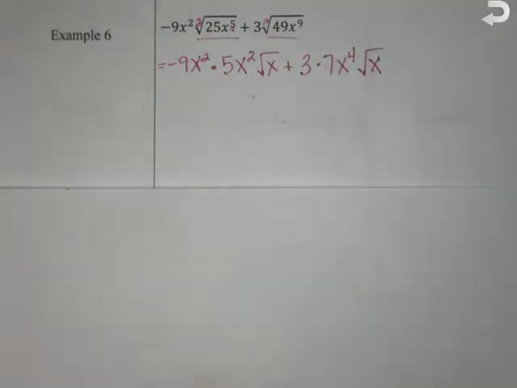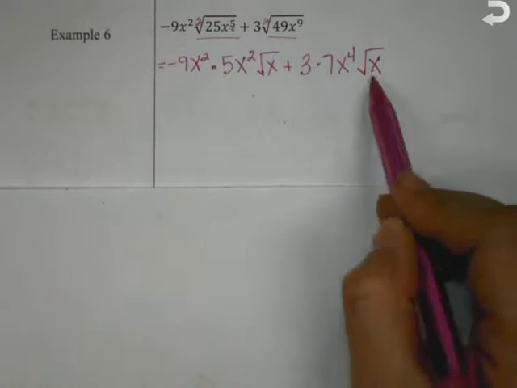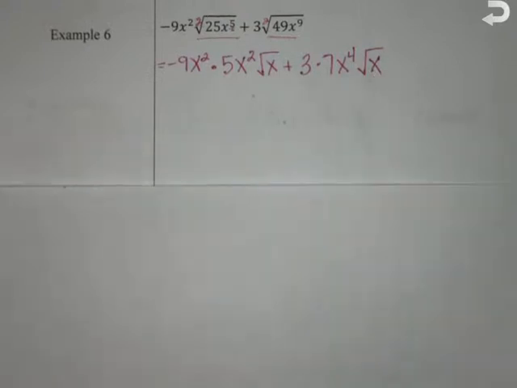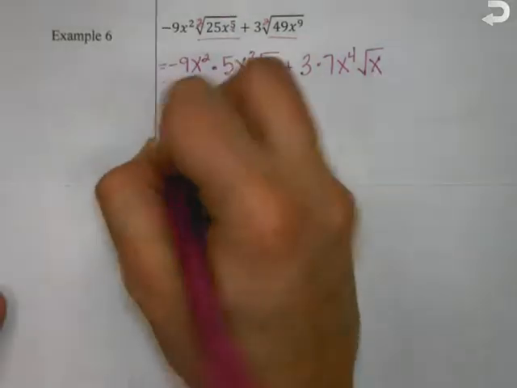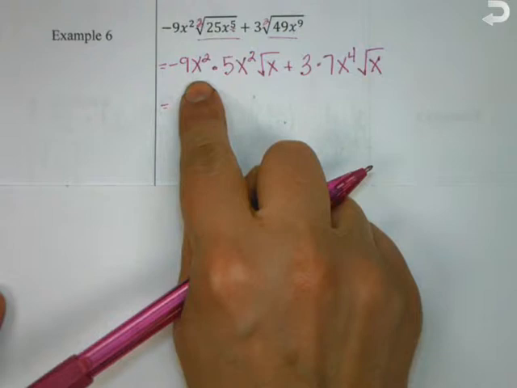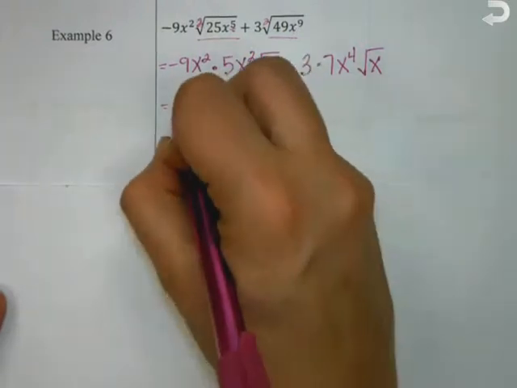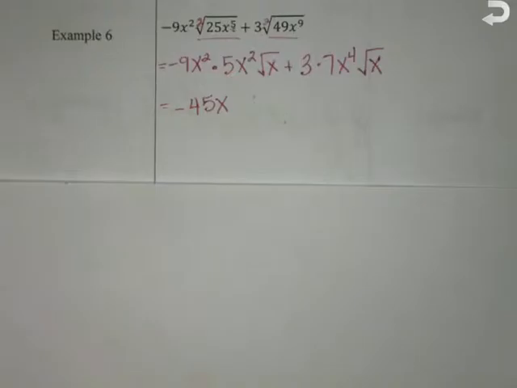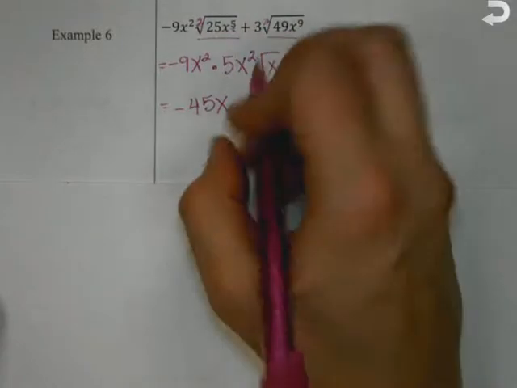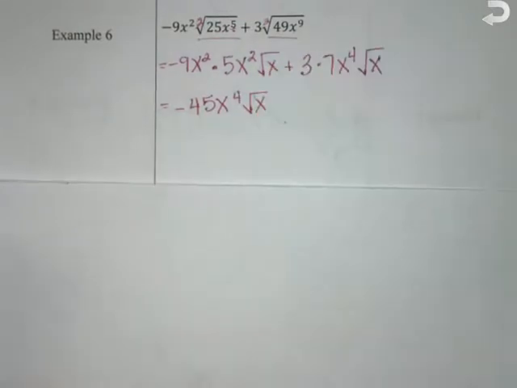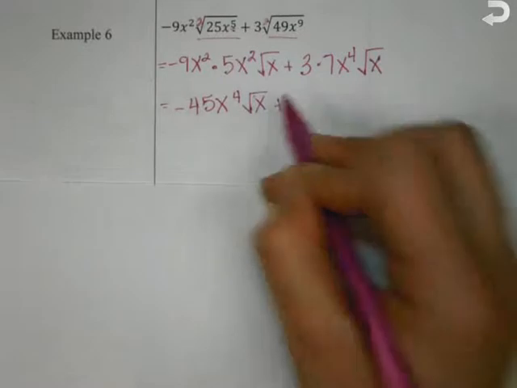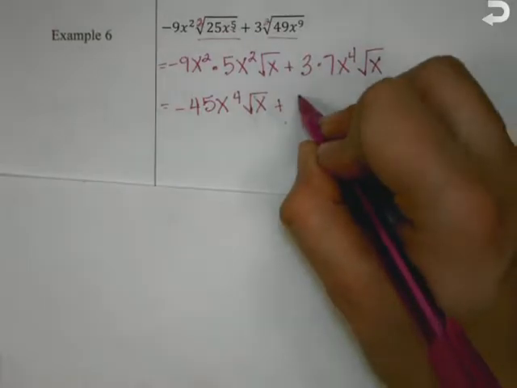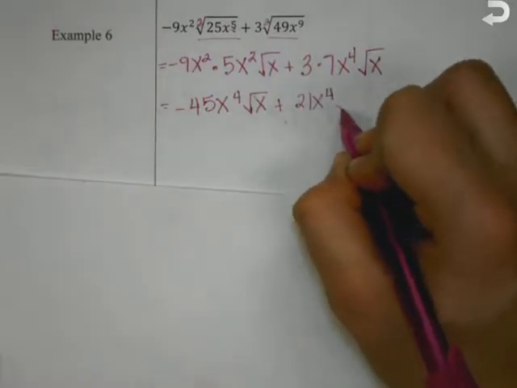Negative 9x squared times 5x squared. That gives me negative 45x to the 4th, root x. Plus 21x to the 4th, root x. Now do I have like terms? Yeah. I have an x to the 4th root x and an x to the 4th root x.